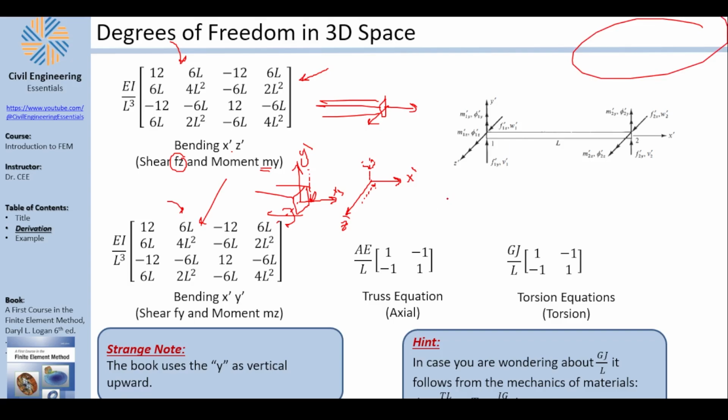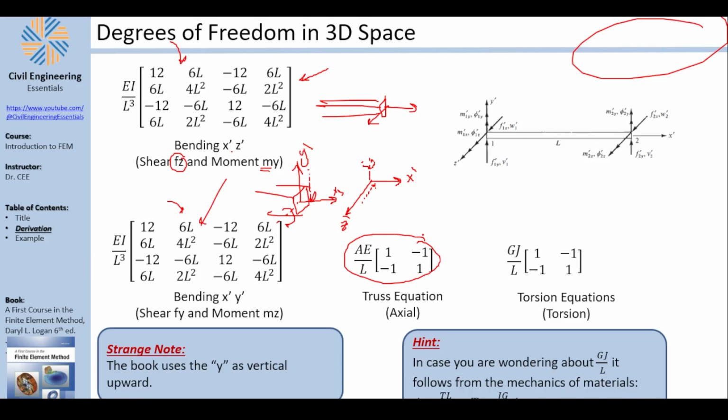Then, you have the axial component, which is the axial force. This is basically a truss equation. I've explained this before, and I will once again link a video up. It's AE over L, which is the stiffness of the truss, 1 minus 1 minus 1, 1.